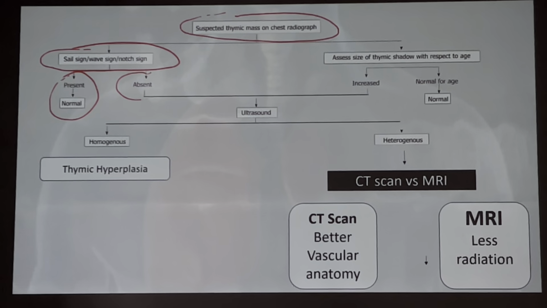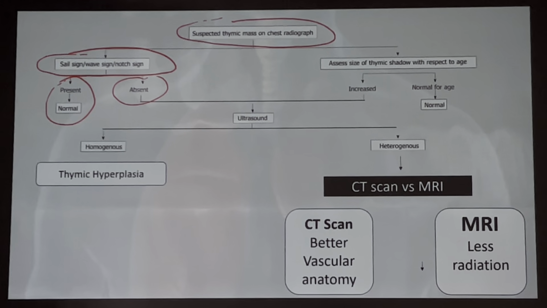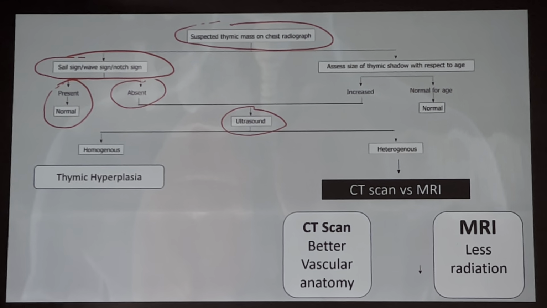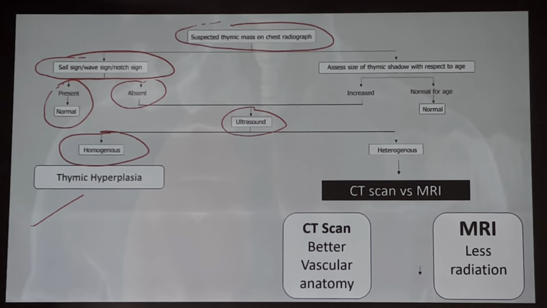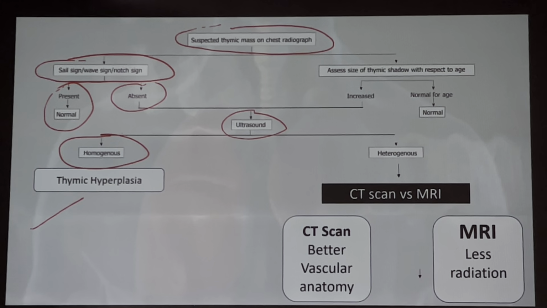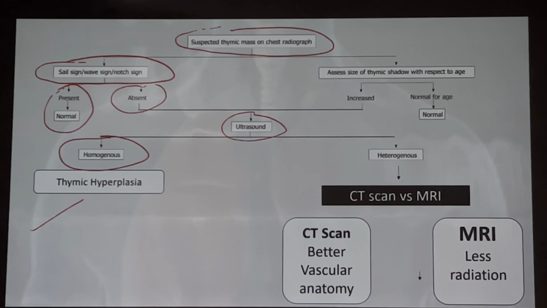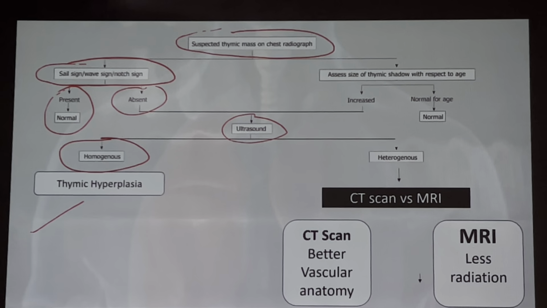But if that wave or notch sign is absent, you do an ultrasound. If it is homogeneous, it may be thymic hyperplasia, right? So there are many differences, but today's topic is not about differentiating thymic masses, it is just what modality we are going to choose.